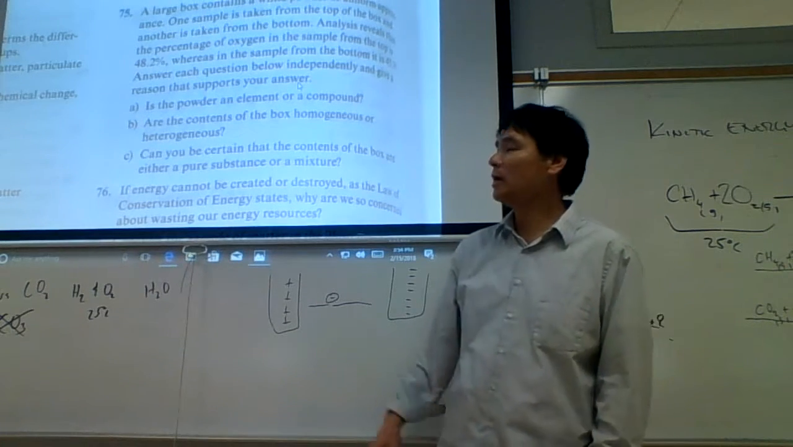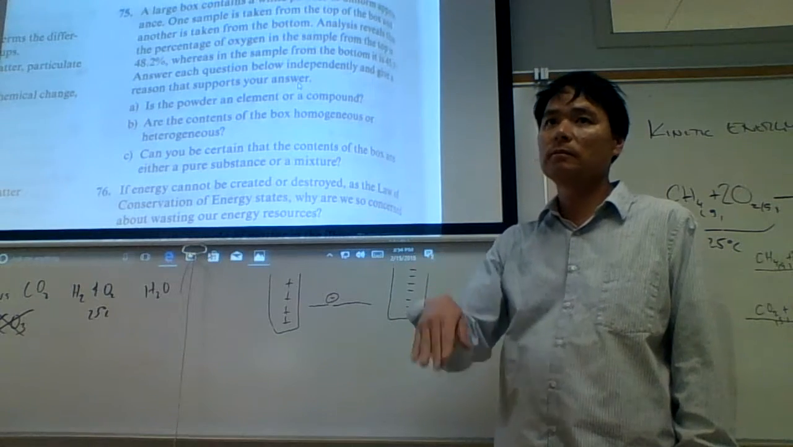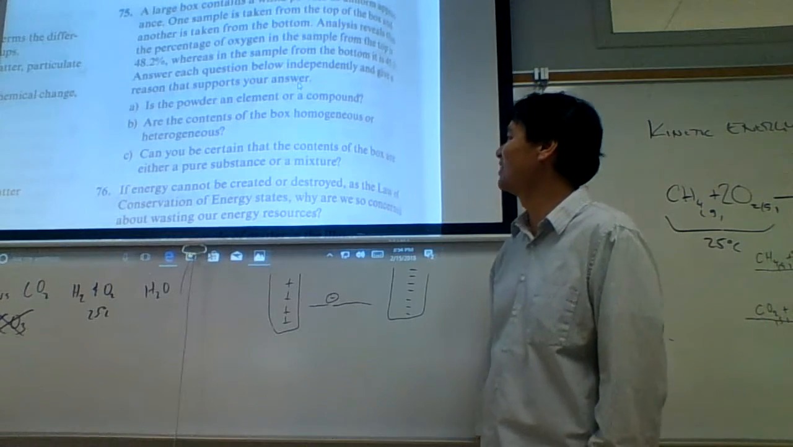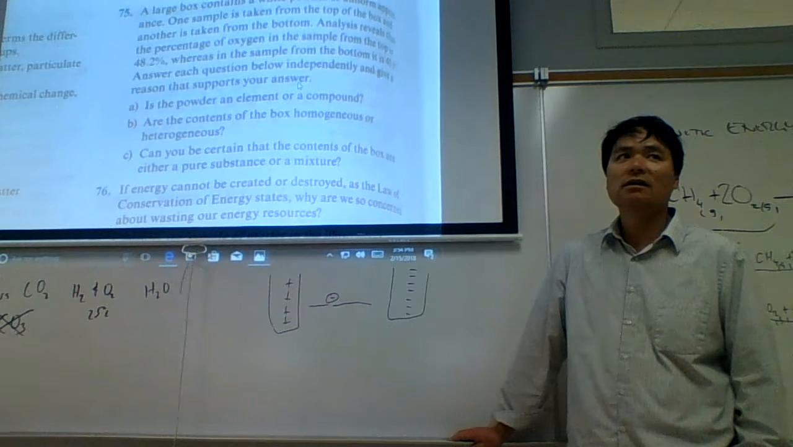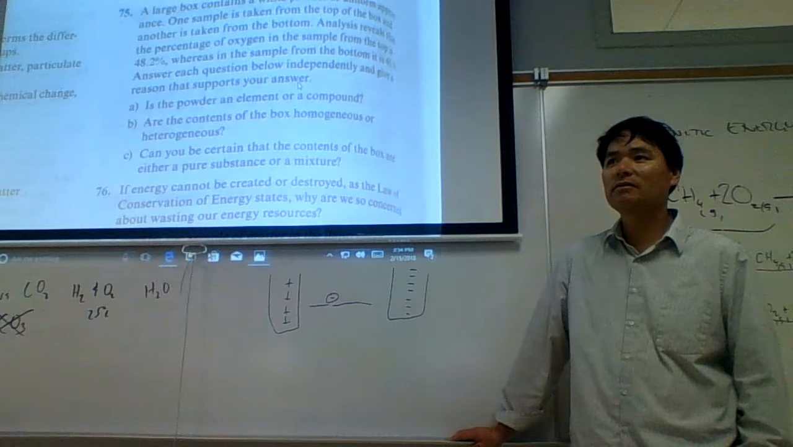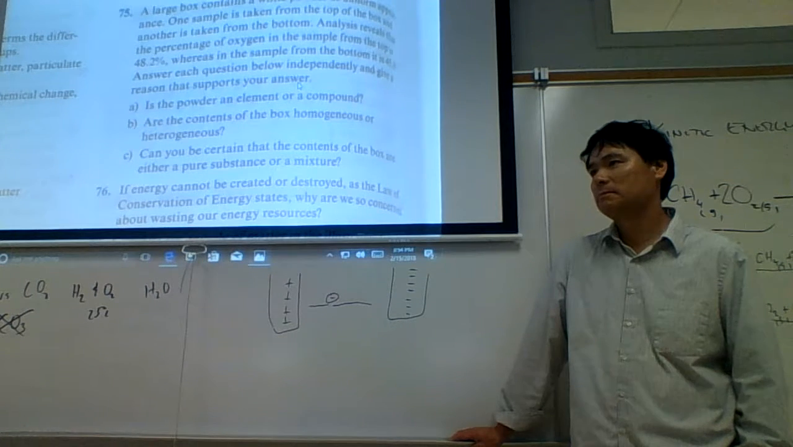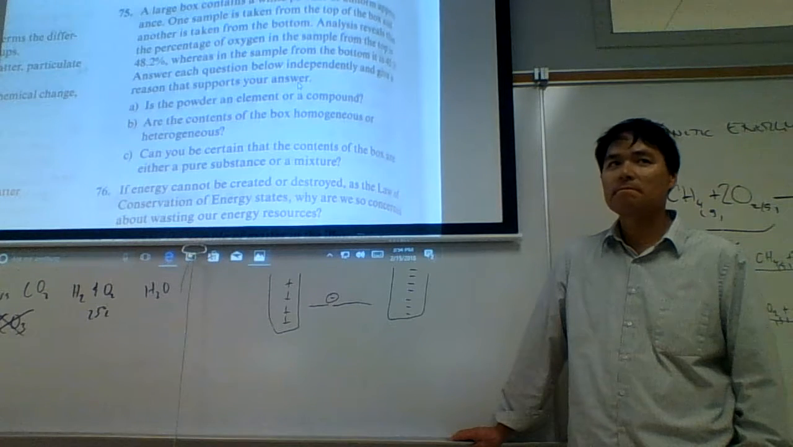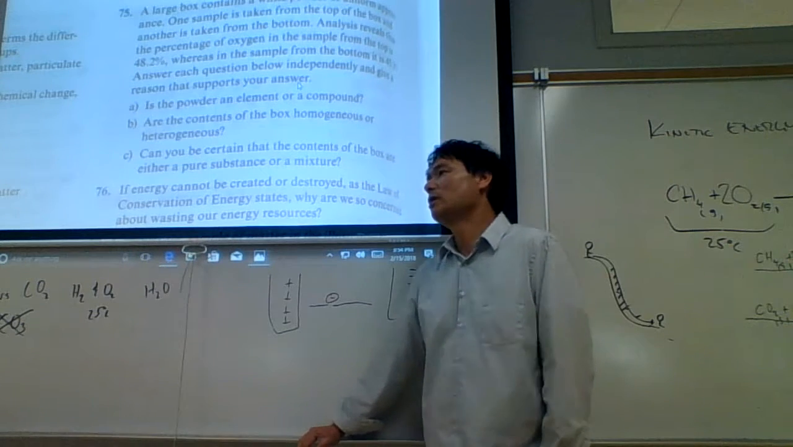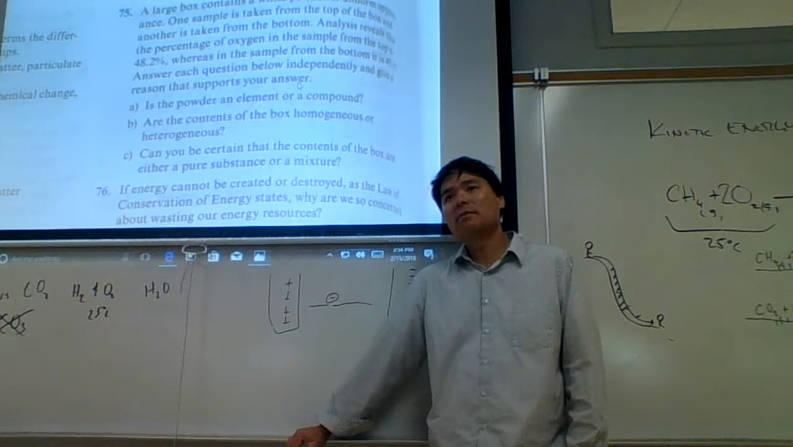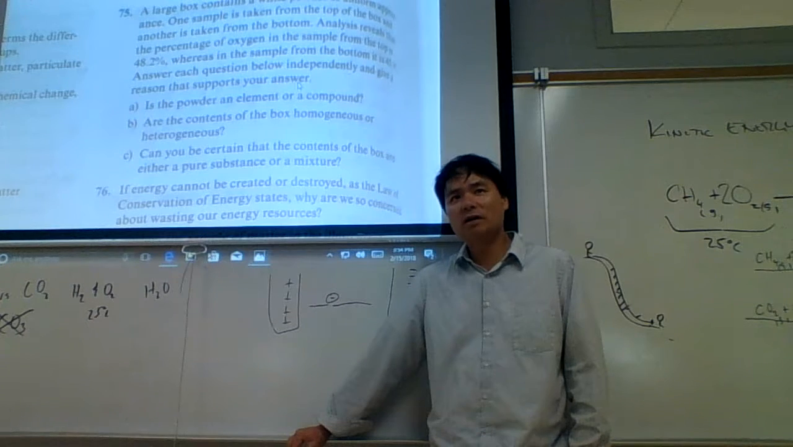So at the top, it has a different composition than the bottom. Is the powder an element or a compound? I'd say neither. Or one. It cannot be a compound. If it was a compound, it would be more homogeneous. All right, this is kind of a trick question. It cannot be an element, because an element would be 100% the same thing, right?